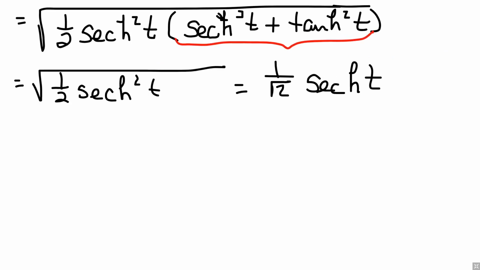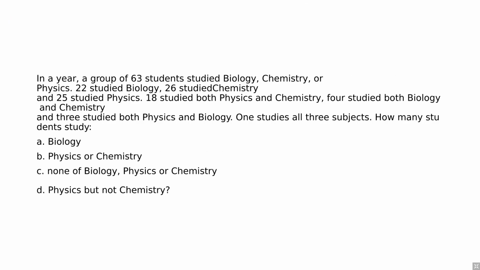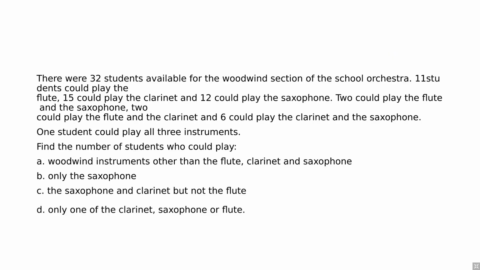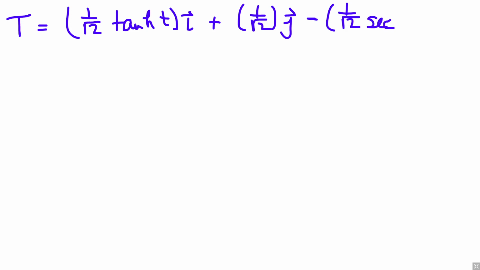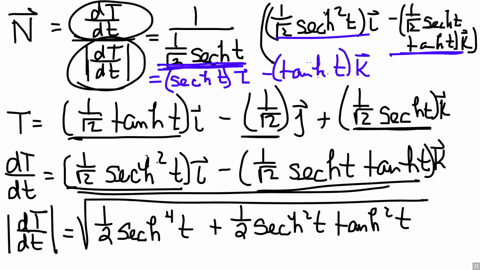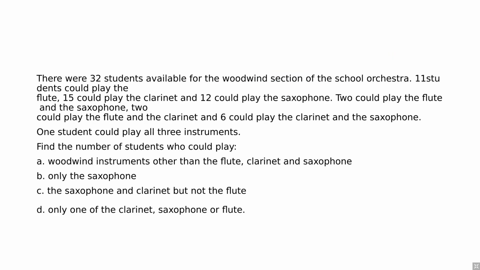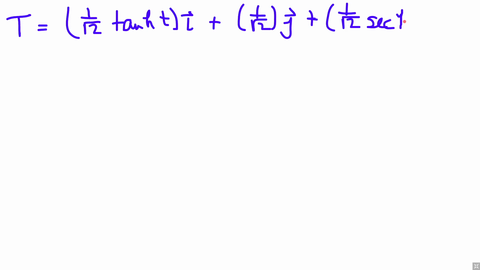Okay, so we found that the unit tangent was defined as 1 over the square root of 2 tangent hyperbolic of t in the i direction, plus 1 over the square root of 2 in the j direction, plus 1 over the square root of 2 secant hyperbolic of t in the k direction.